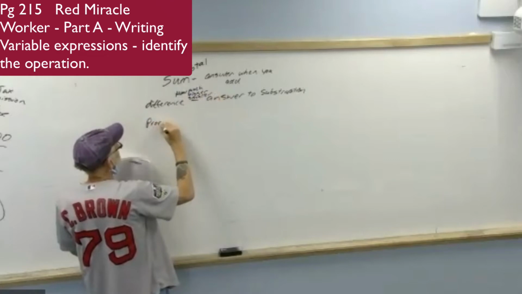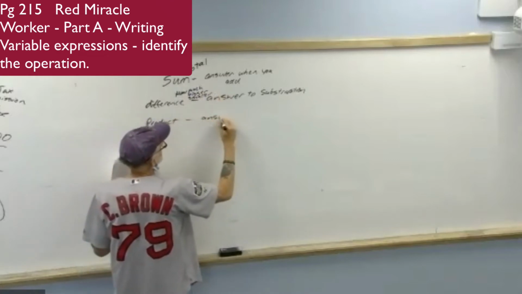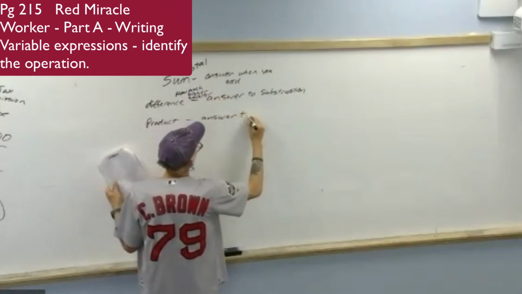The answer to a multiplication is called the product. And if you're writing these things down, you're going to be more likely to remember them.